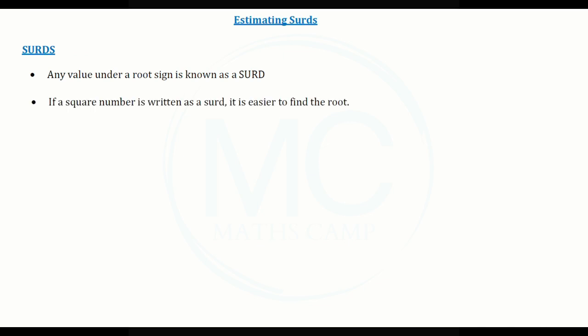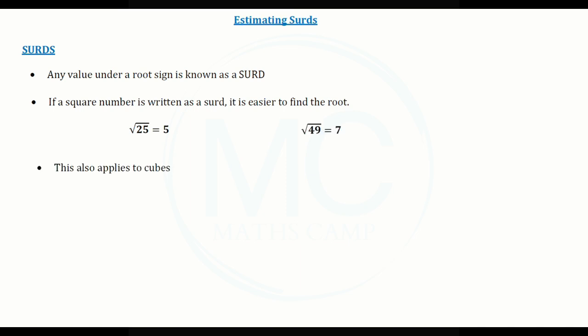Now let's look at surds. Any value under a root sign is known as a surd. If a square number is written as a surd, it is easier to find the root. We know that 5 squared is equal to 25, so the square root of 25 is equal to 5. 7 squared is equal to 49, so the square root of 49 must be 7.